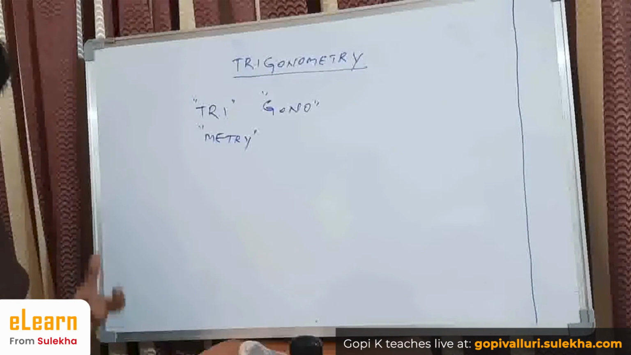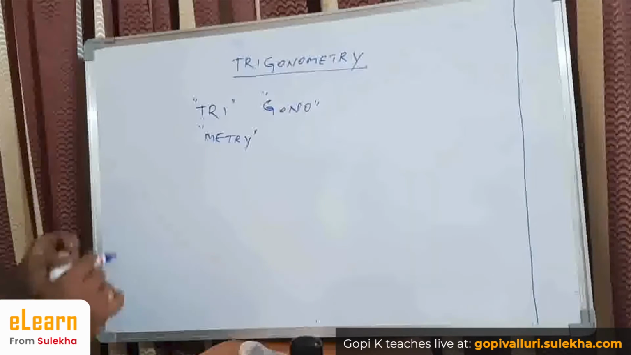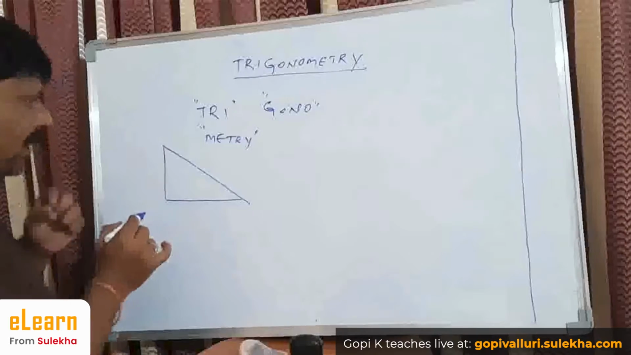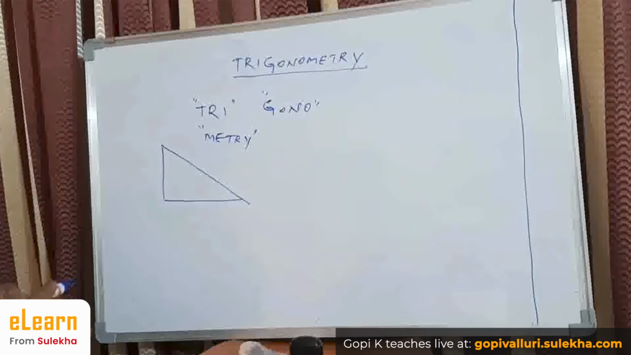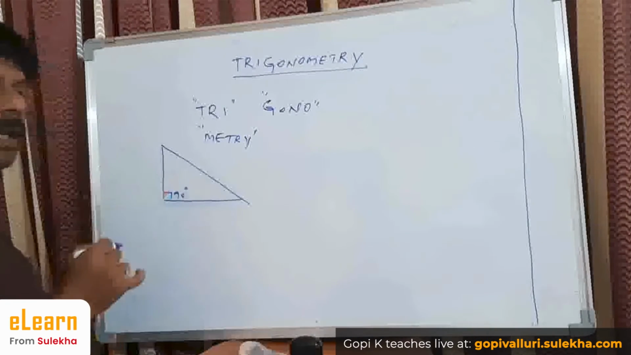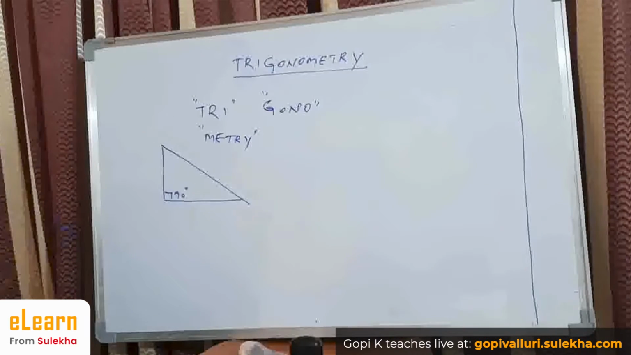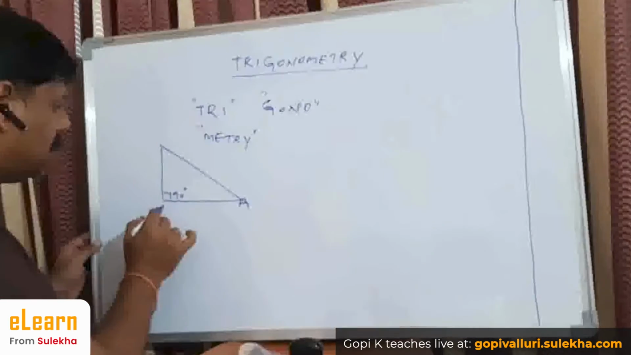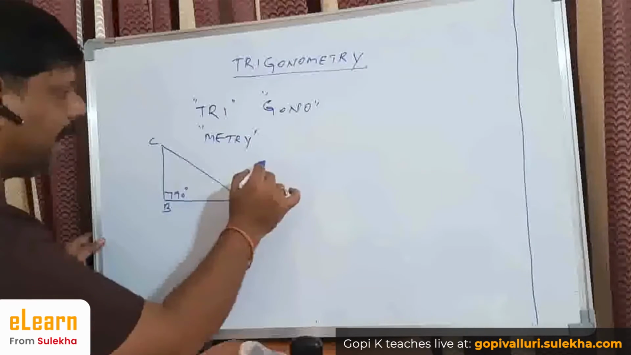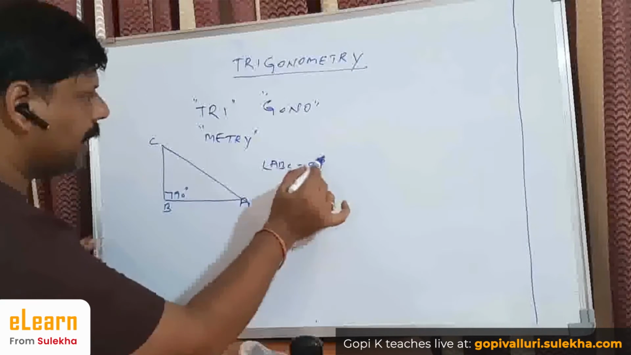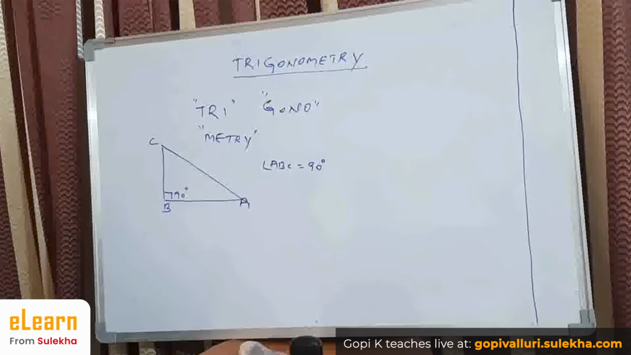So from that point of view, suppose I have drawn one right angle triangle. All of you know this is called a right angle triangle. Why do we call it a right angle triangle? The reason is that here it is 90 degrees. In any right angle triangle, we have only one right angle, 90 degrees. I am going to name it A, B, C. So here angle ABC is equal to 90 degrees. So this is the right angle triangle.